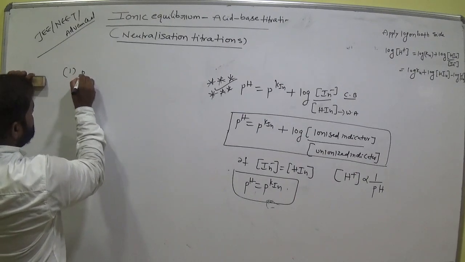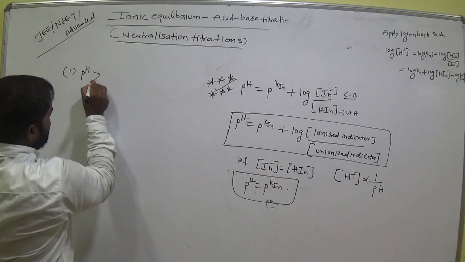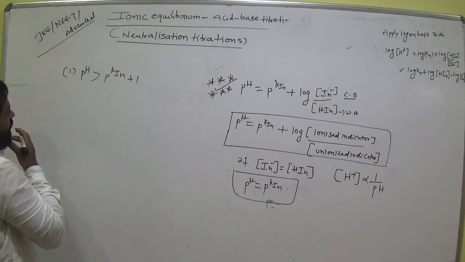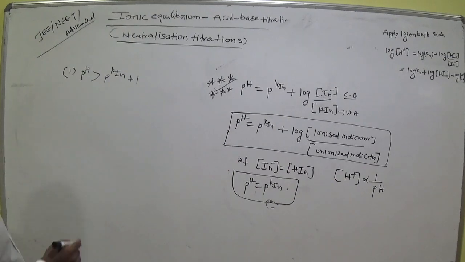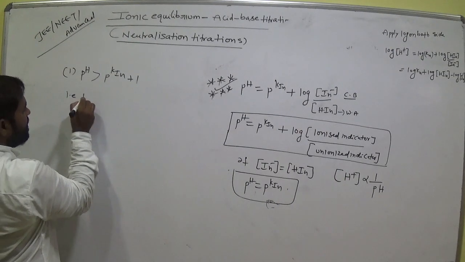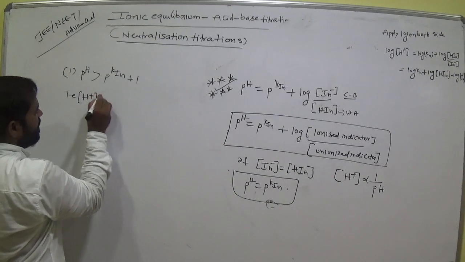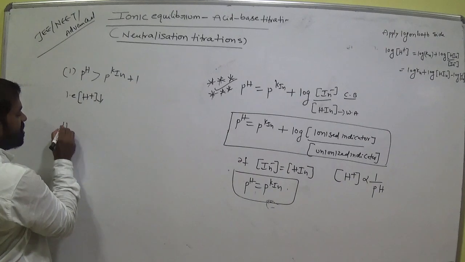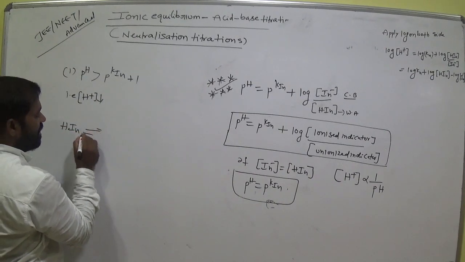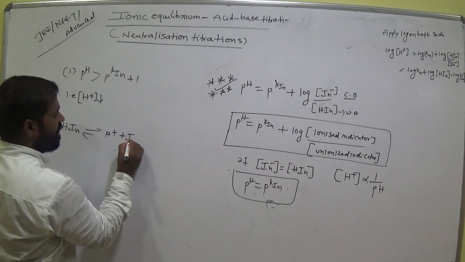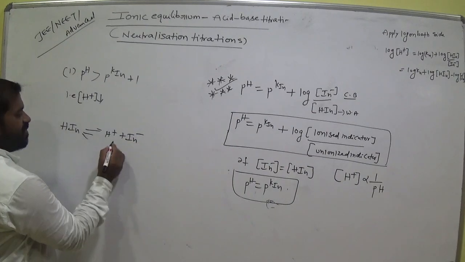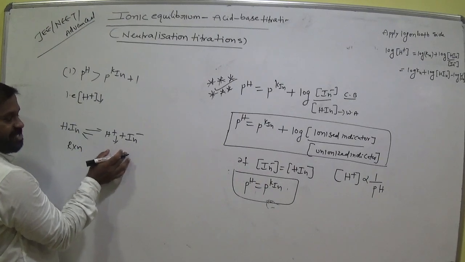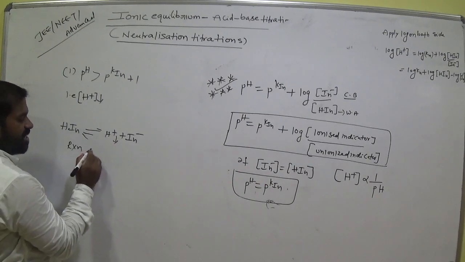Here we have the condition pH is greater than pKIn plus 1. pH is greater means that the H plus ion concentration is less, am I right? What is the expression we have? HIn gives H plus and In minus. When H plus ion concentration decreases, the reaction takes place. Product concentration decreases means the reaction goes forward, am I right?